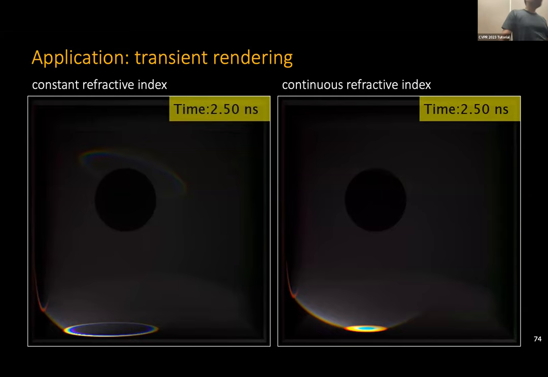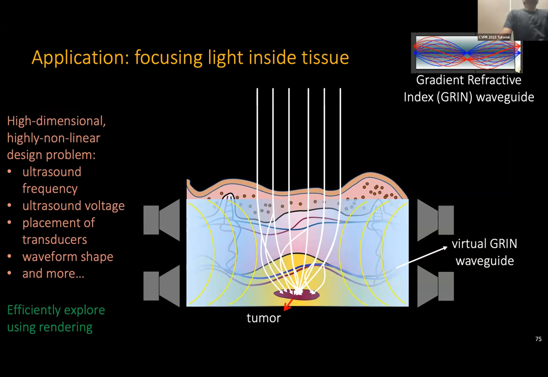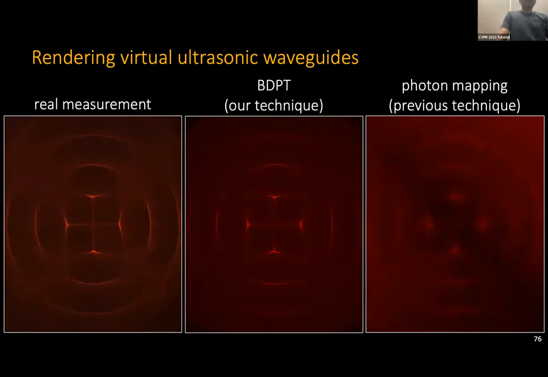So this renderer, even though we built it for scientific applications, we can also use it to explore physics and understand physics by just playing with the renderer. Anyway, we built the renderer for optimizing virtual waveguides. So we need to see that. Like I said, we have several parameters and we need to play with and optimize all these parameters. So we did that.